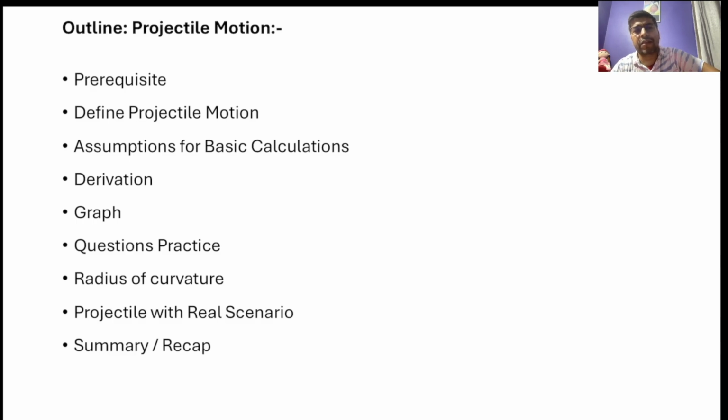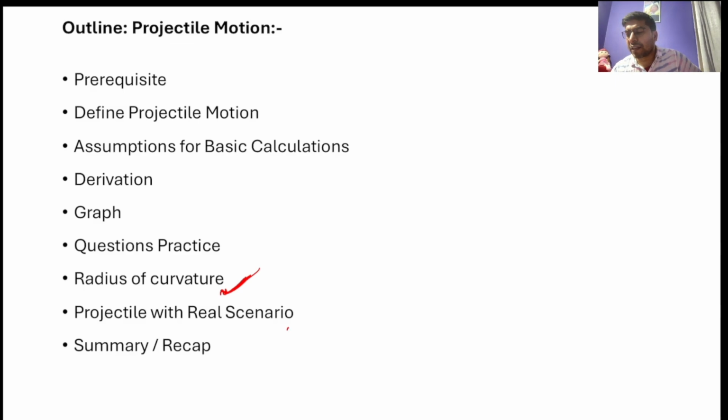First of all, we will discuss the prerequisite. What's the prerequisite required to understand projectile motion? Then we will discuss what projectile motion is. Next, we will discuss assumptions for calculation, some assumptions you have to take for calculation, like some ideal situation. So what will be that ideal situation? Then we will derive some formulas. We'll discuss graphs, some questions we will practice, and also one thing we will discuss, radius of curvature. It's not very common, but still sometimes it comes in exams, so you have to study this.